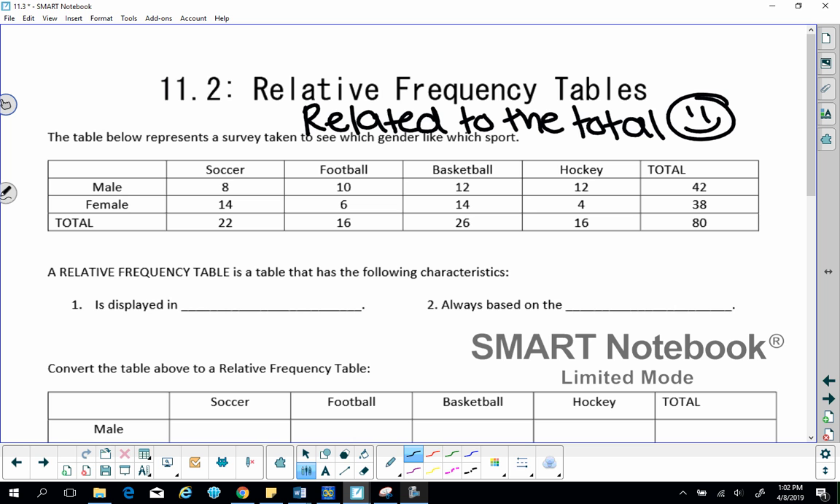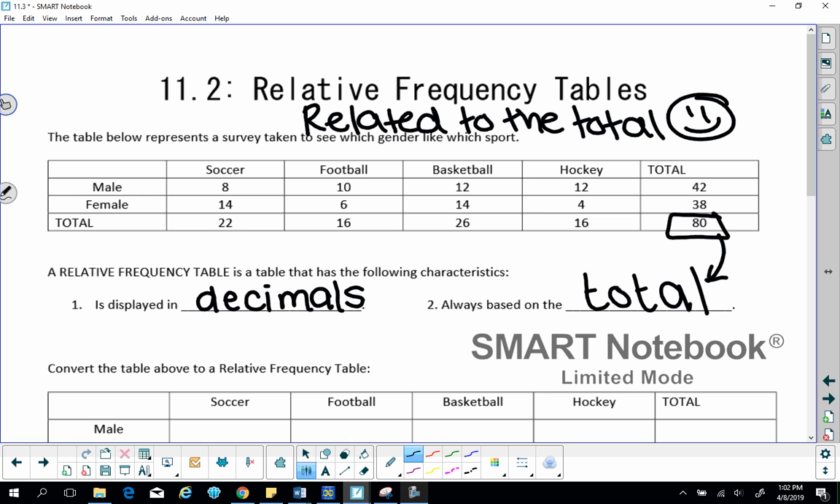So before it was like out of this many people. Relative frequencies are shown in decimals, and it's always based on the total. So all you have to do to find your relative frequency is divide the number by the total, this number right here.